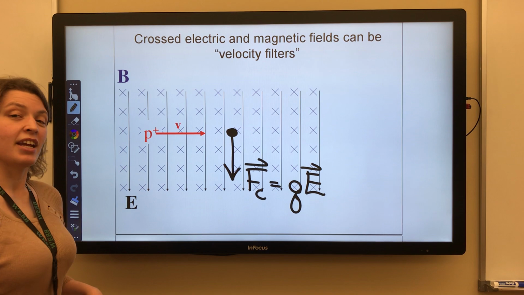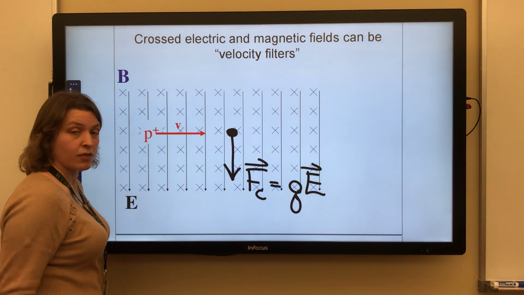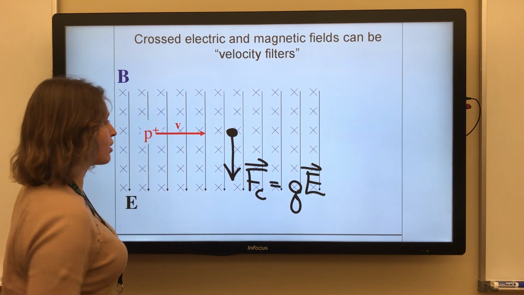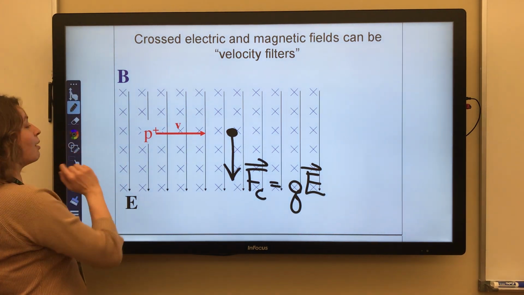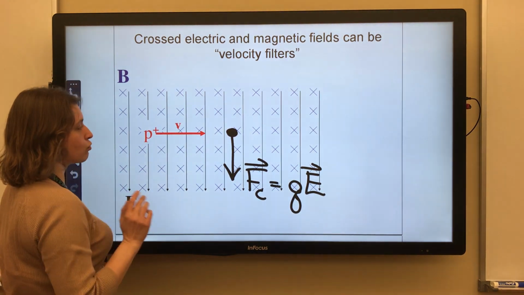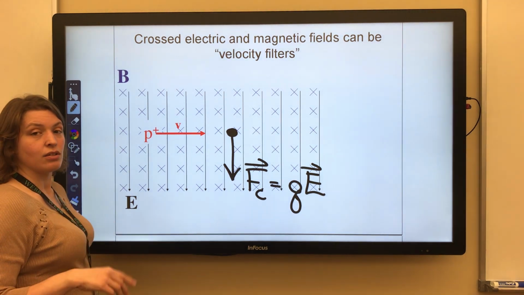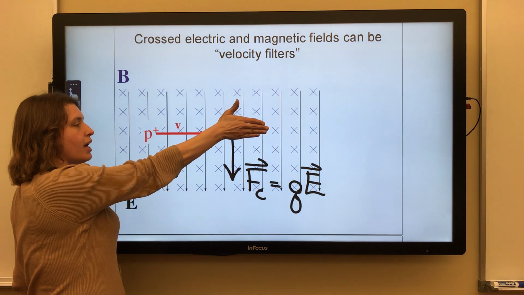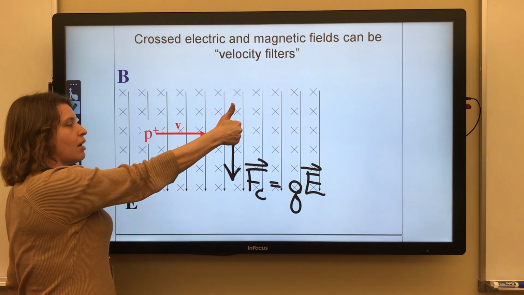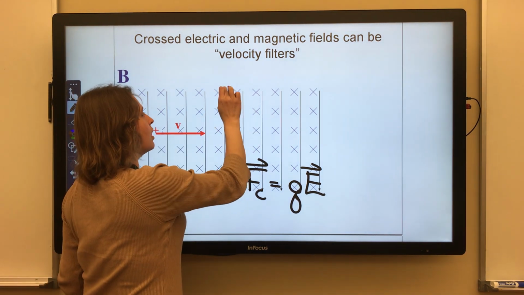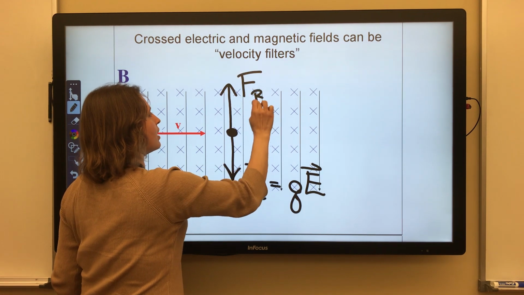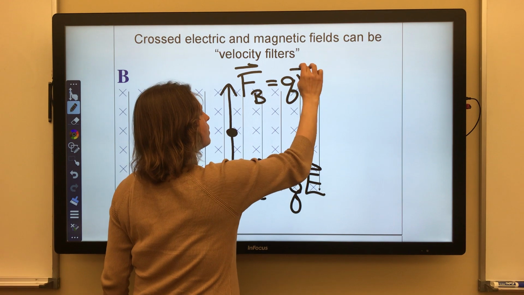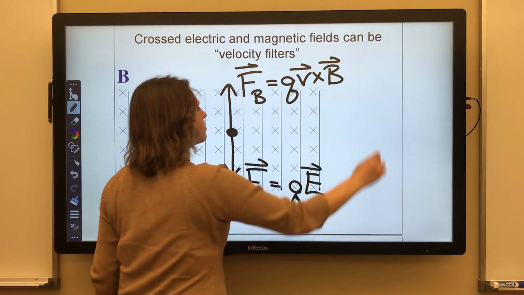There's also going to be a magnetic force. Assuming that it has some velocity, and that velocity is at least partially perpendicular to the direction of our magnetic field, I'm also going to get a magnetic force. Now, the direction of that magnetic force, I can use the right-hand rule to figure out. So my velocity is this way, and magnetic field is that way, so my thumb gives the direction of that magnetic force. And that magnetic force, remember, is equal to Q, V cross B.